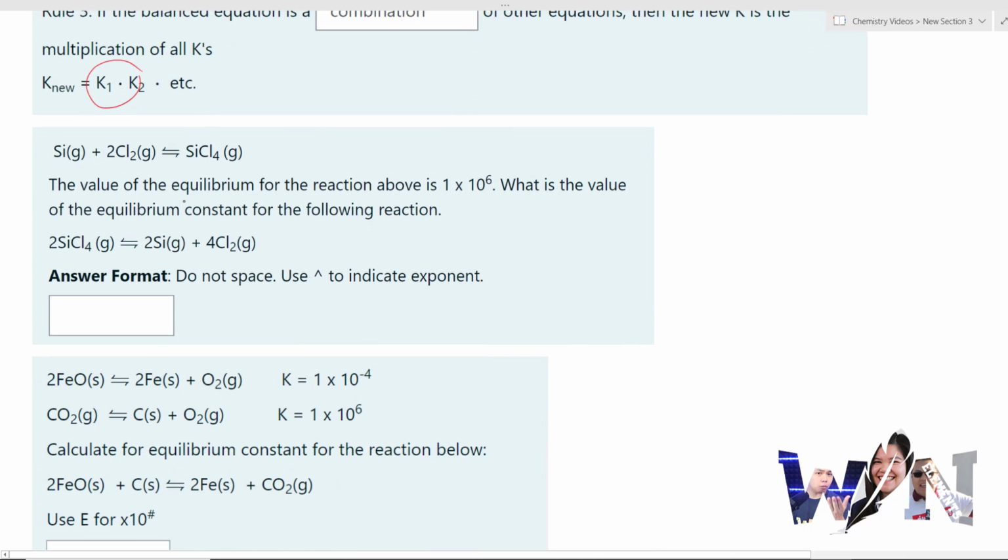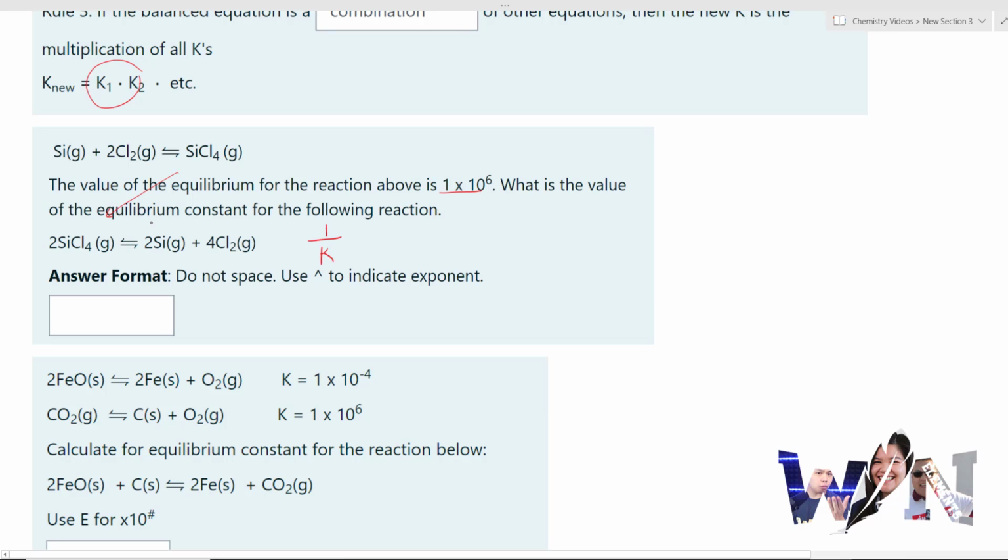So here we have the value of the equilibrium constant for this reaction above. This one right here is 1 times 10 to the 6th power. What is the value of the equilibrium constant for the following reaction? In this case, we see that this becomes that. So how is that possible? Well, first of all, we have SiCl4. It is on the product side, but all of a sudden it becomes the reactant. So what does that tell you? We just take the inverse of K. See how we take the inverse?